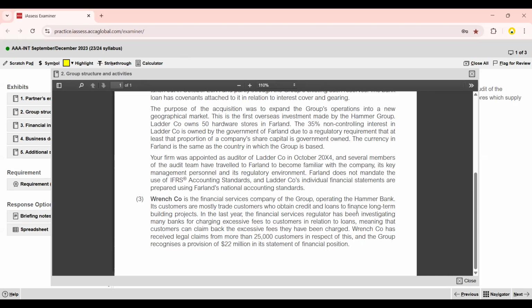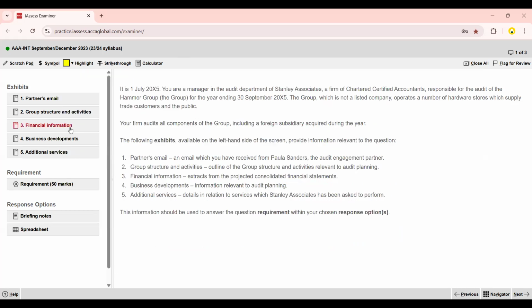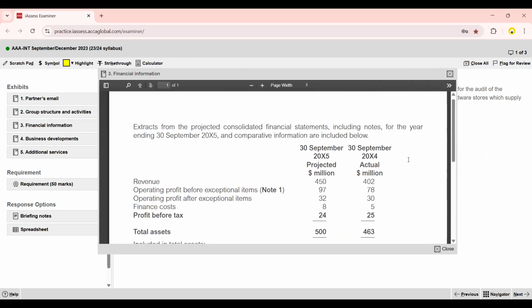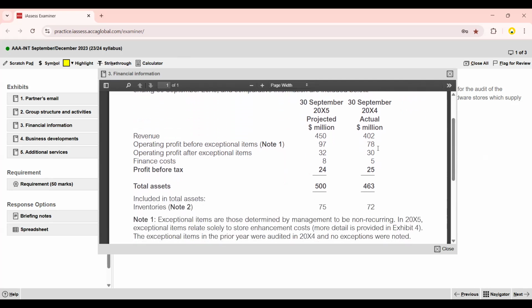Now move to Exhibit 3, financial information, in which we link all the financial figures. Extracts from the projected consolidated FS, including notes for the year ending 30th September 2005, and comparative information are included below: 30th September 2005 and 2004. Previously in 2004 we had a revenue of 402. Now we have a revenue of 450 million. Operating profit before exceptional items. What are the exceptional items? We will cover in Note 1. It was 78, now it is 97.